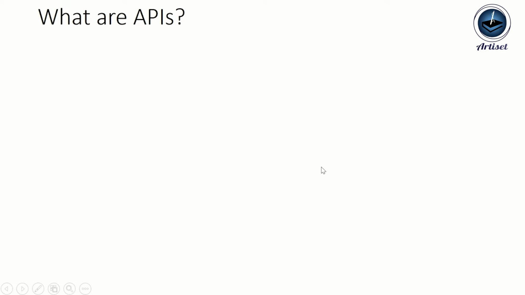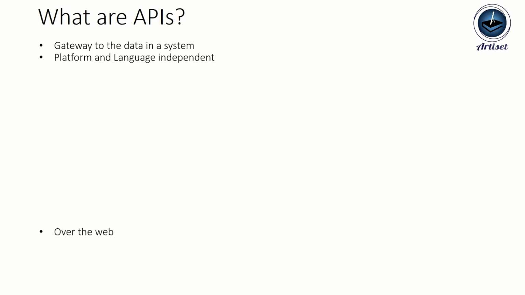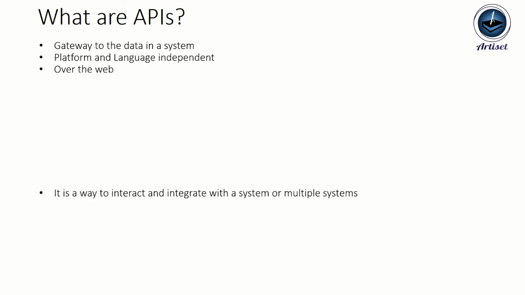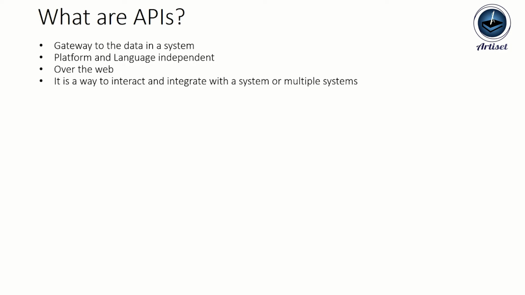Introduction to APIs. What are APIs? APIs are a gateway to the data in a system. They are platform and language independent. They are over the web, and it is a way to interact and integrate these various systems.